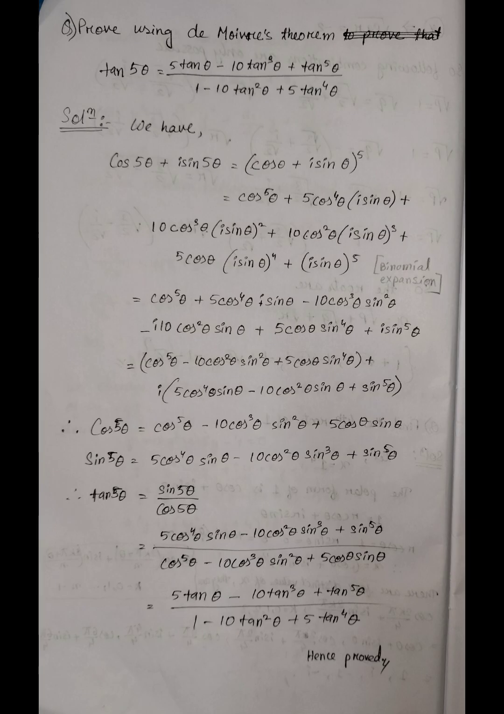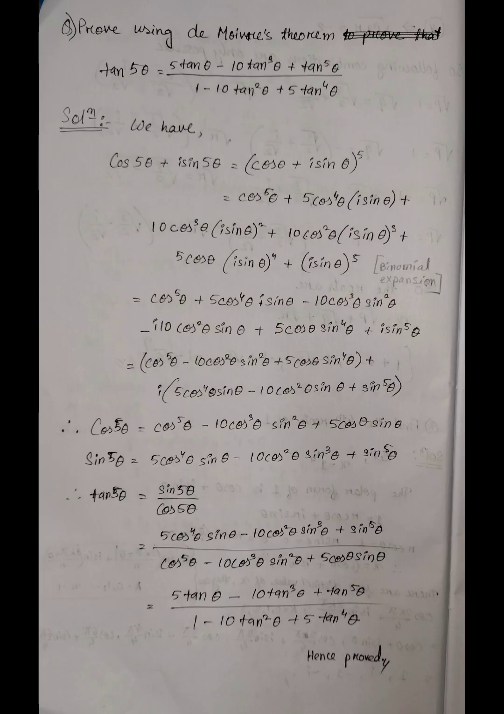We have to prove the given trigonometric function by using de Moivre's theorem. So here we take cos 5 theta plus i sin 5 theta. By de Moivre's theorem, cos 5 theta plus i sin 5 theta is equal to (cos theta plus i sin theta) whole to the power 5. Expanding the right hand side in binomial expansion, we got a new complex form. Comparing the real and imaginary parts, we got the values of cos 5 theta and sin 5 theta.